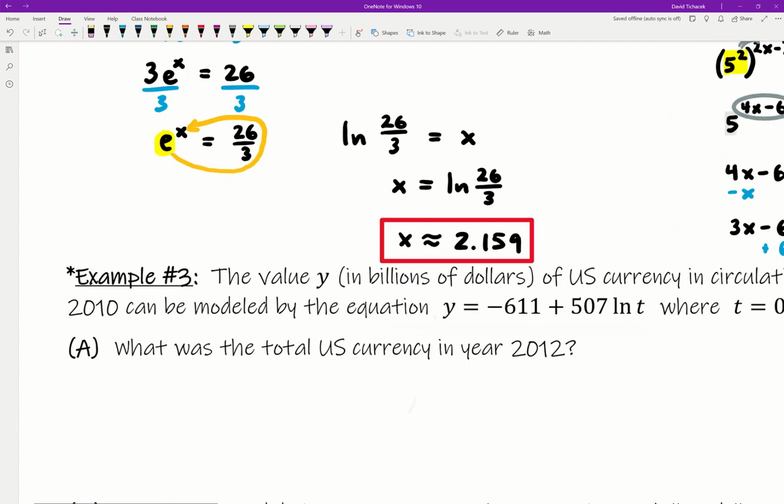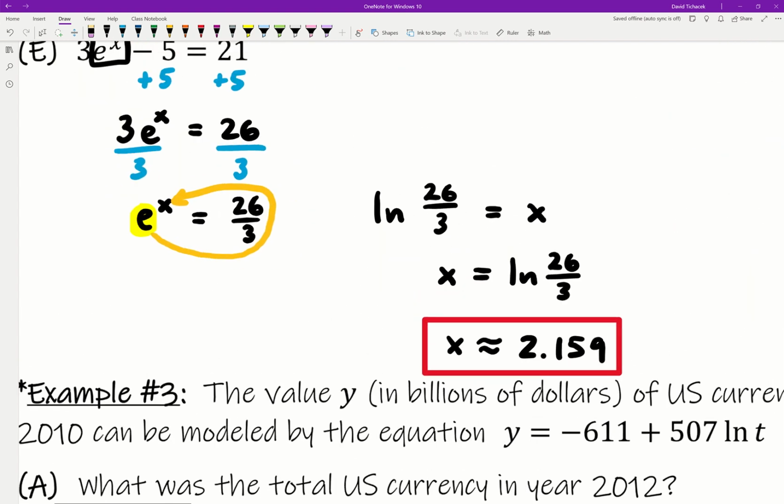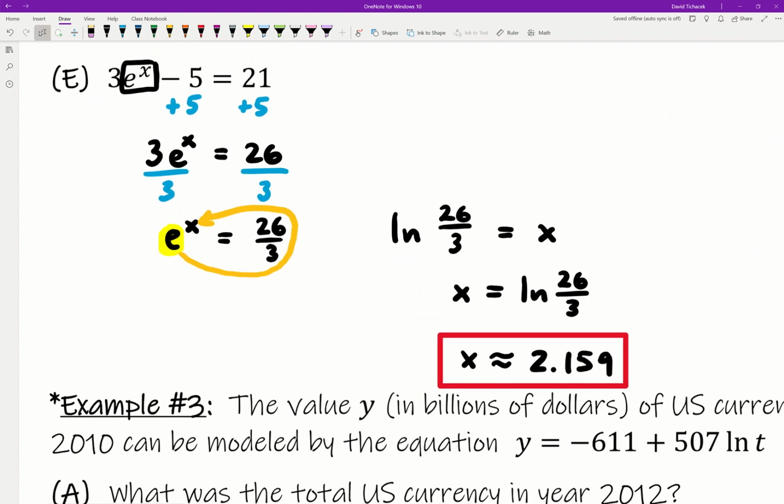Another example of that would be part E here, where we have Euler's number to the power of x, so that's e to the x. And then again, same thing. We want to get rid of that 3 times out in front. We want to get rid of that minus 5 out in back. And so we're just going to get rid of that minus first by adding 5 to both sides. And then after that, dividing both sides by 3. And then we can go ahead and loop around to change that language here.